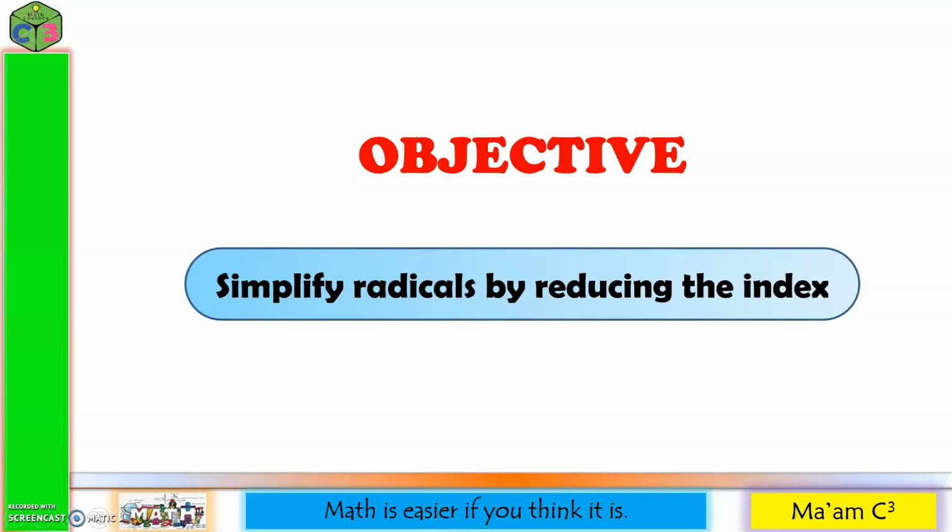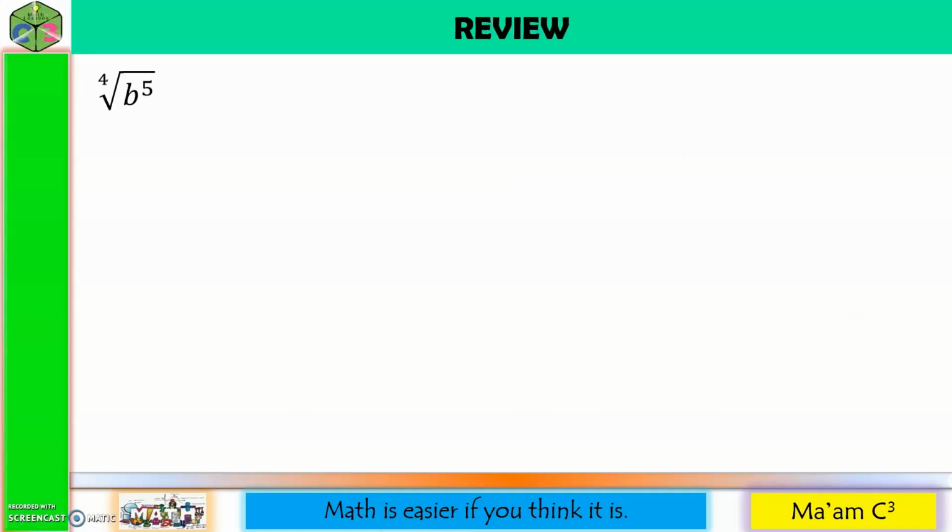Our objective in this lesson is to simplify radicals by reducing the index. Let's have a review first. Fourth root of b to the fifth can be expressed as fourth root of b to the fourth times b. And this can be further expressed as fourth root of b to the fourth times fourth root of b. Now, the fourth root of b to the fourth, the root and 4 here can be cancelled out. So this will be b times fourth root of b.